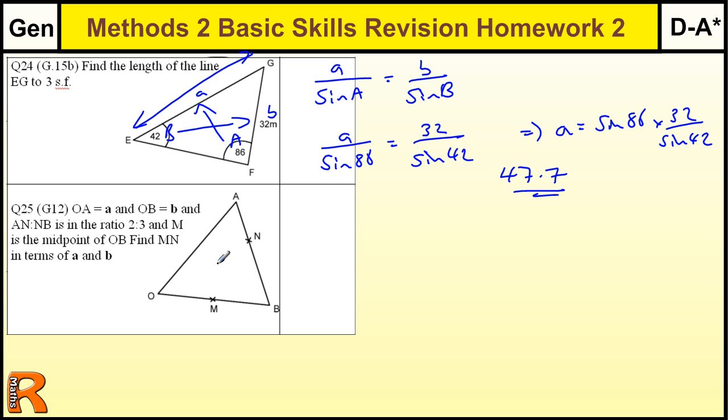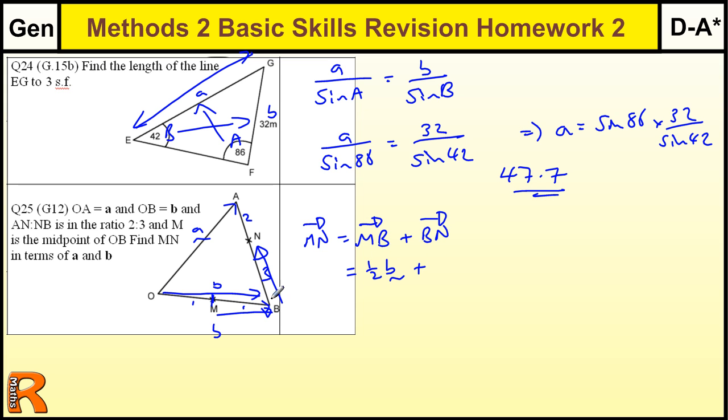The last question is a vectors question. OA is the vector a, OB is the vector b, AN and B is in the ratio 2 to 3, and M is the midpoint, so that's 1 and 1 on this side. Okay, find MN in terms of a and b. So we're going to go from M to B and then from B to N. So MN is equal to MB plus BN. So MB is just a half of b because the whole way across is b. So this is the midpoint, so that's going to be half b.